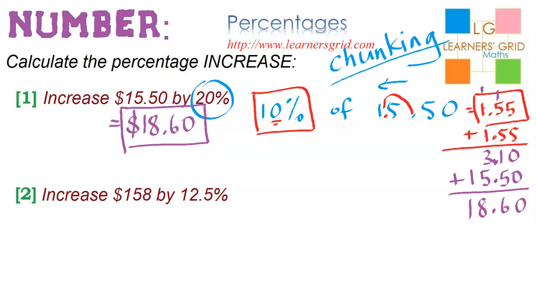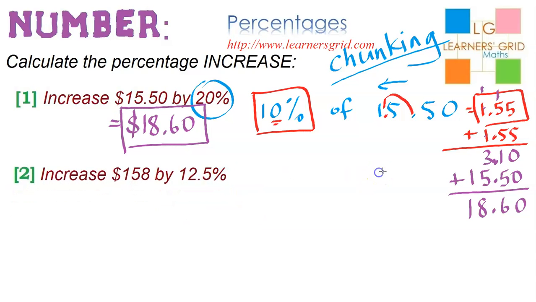Let's take a look at number two. And it promises to be a little more complicated by the looks. Let's move that up a bit so I have a little bit more room to do some working. Okay, so again, I'm going to chunk my 12.5%. So let's go with, it looks like I have very little choice, a 10%. I need to find that. I need to find 1%. And then I need to find 0.5%.